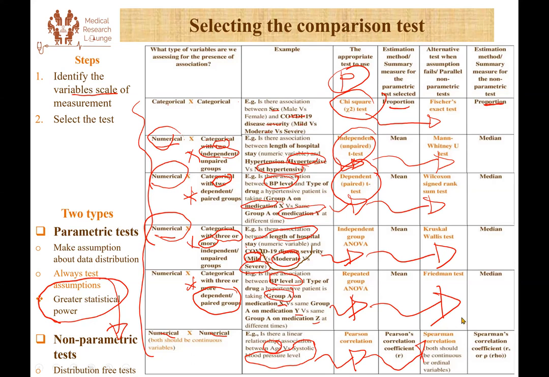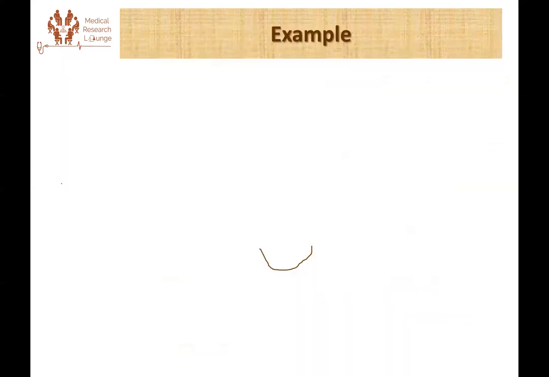So going back to the steps: identify the variable scale of measurement, select your test, and then test your assumptions for the selected test. If it fails, don't be frustrated. There's always a parallel non-parametric test for each and every parametric test that we can use to compare our data set. So this is how you pick your test.